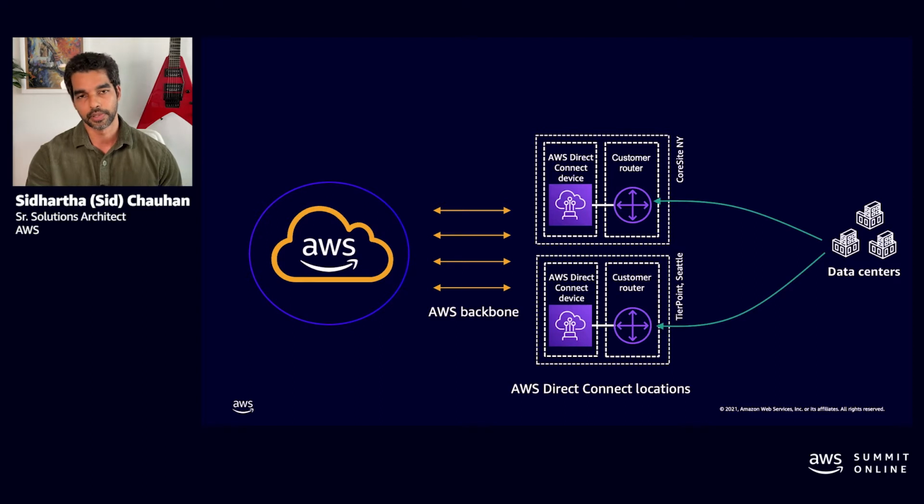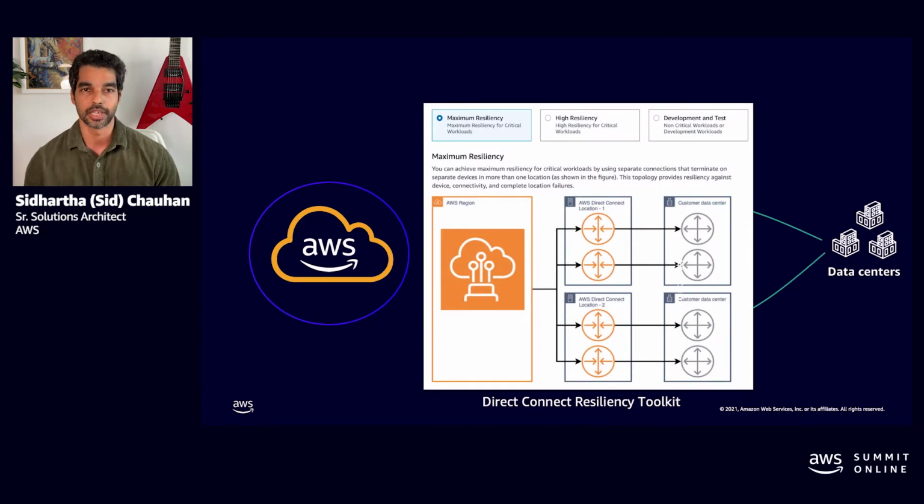Now, in the sample setup here, we have two Direct Connect locations and two connections. In reality, you would probably want to create even more connections for higher availability. We have the Direct Connect Resiliency Toolkit, which lets you determine exactly how many connections you need, and it also goes ahead and places the order for those connections, really simplifying the process.